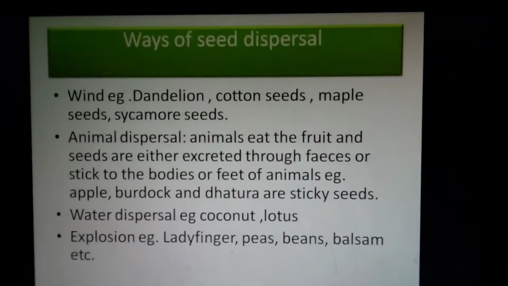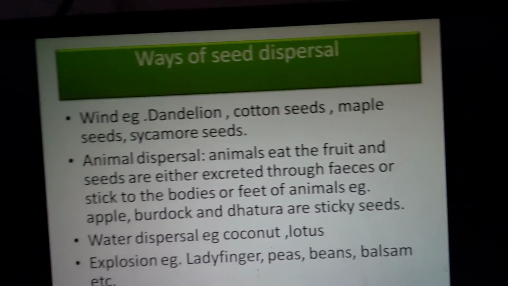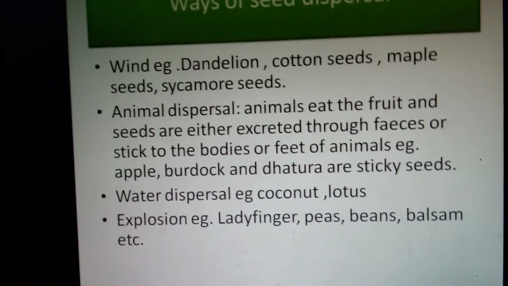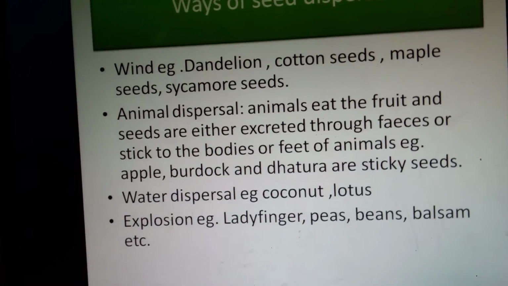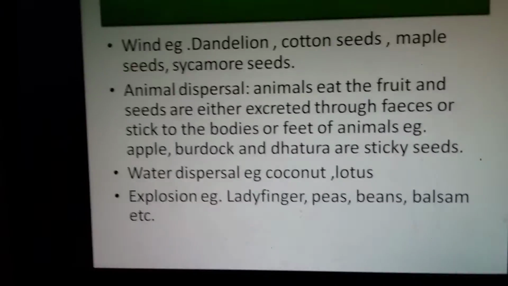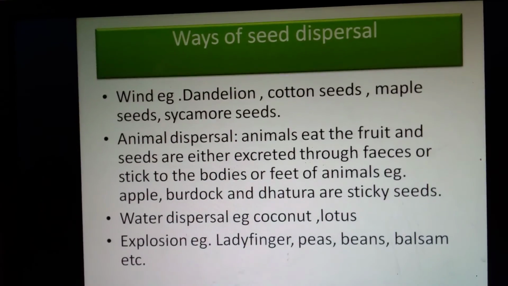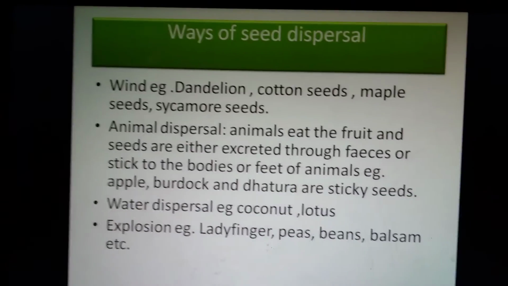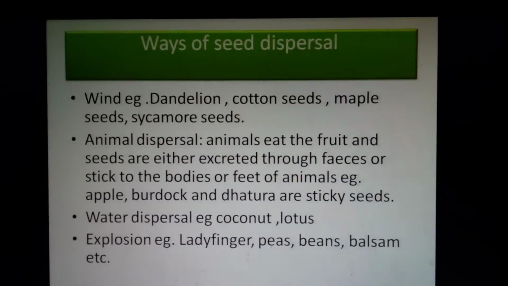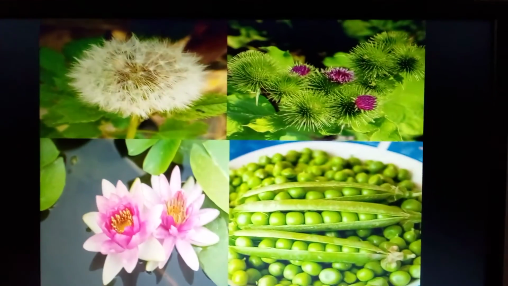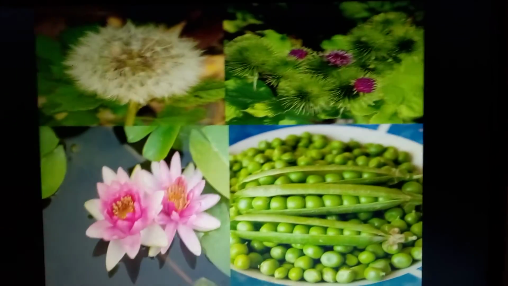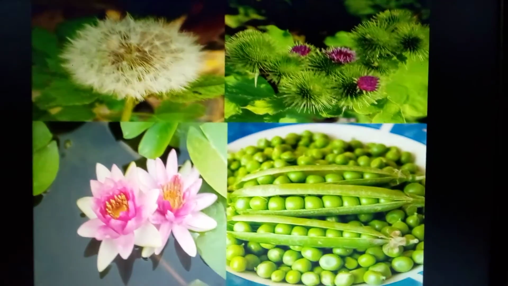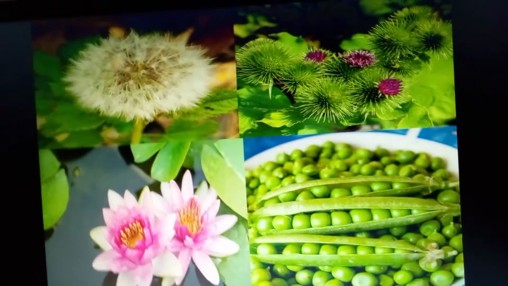Explosion: example ladyfinger, peas, beans, balsam, etc. Explosion means they are exploded with great force, and when the pea pods are overfull, they explode. So this is the picture of dandelion, burdock, lotus and peas. These peas are not exploded, but this is a picture of peas.